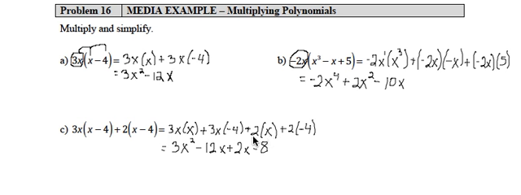Last thing I need to do is combine like terms, which are going to be these terms here in the middle. My 3x squared stays the same. I have negative 12x plus 2x, which becomes negative 10x. Minus 8 stays minus 8, and we have our final result.